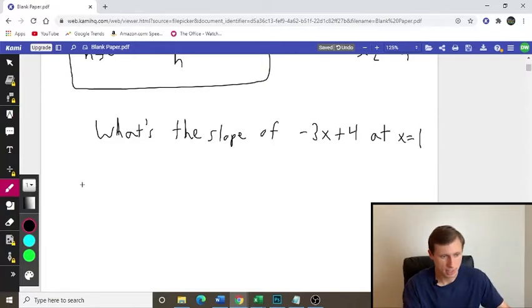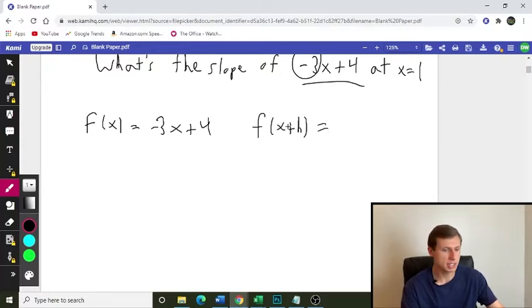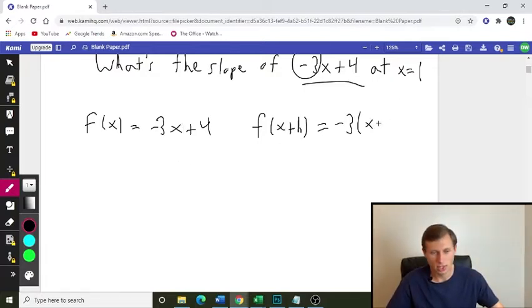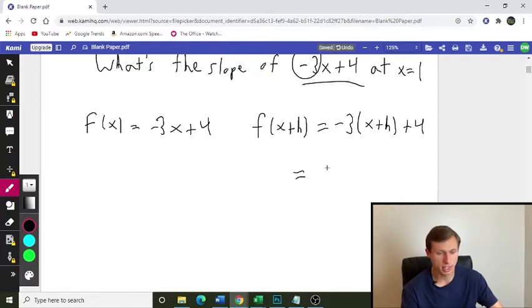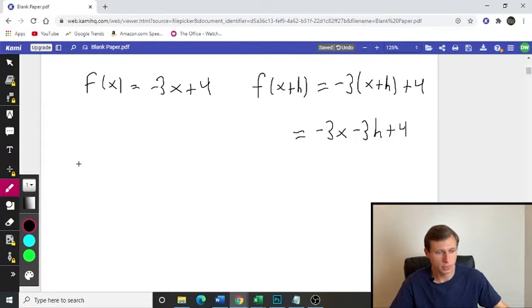We would say, first we say f of x is equal to negative 3x plus 4. Then we say f of x plus h. Remember, we're just replacing, wherever we see x, we're replacing it with x plus h. So that's going to look like negative 3 quantity x plus h plus 4. We can distribute the negative 3, and we would get negative 3x minus 3h plus 4. That's good. And now we can already plug it in to our formula.